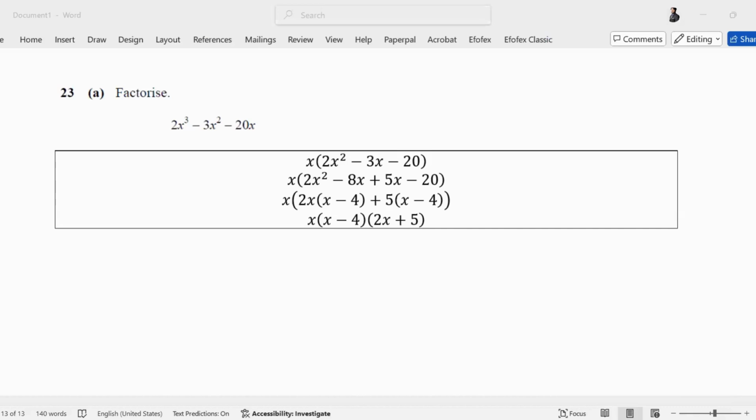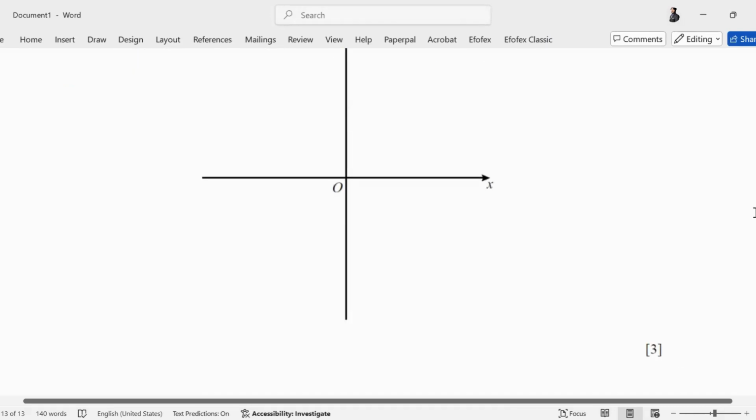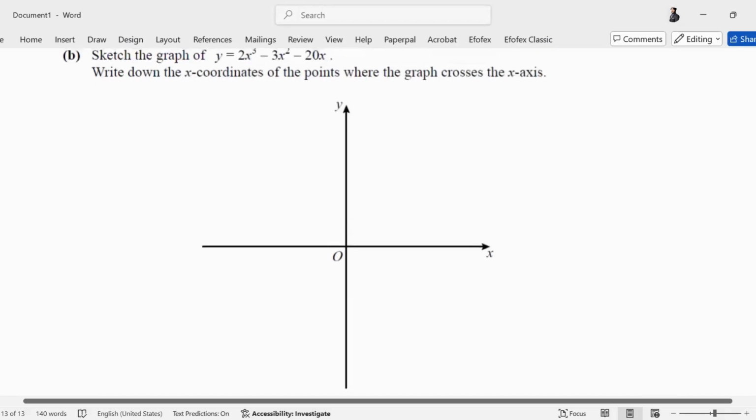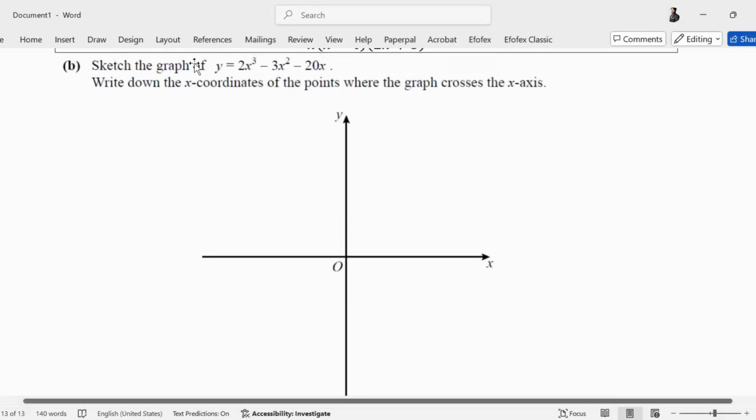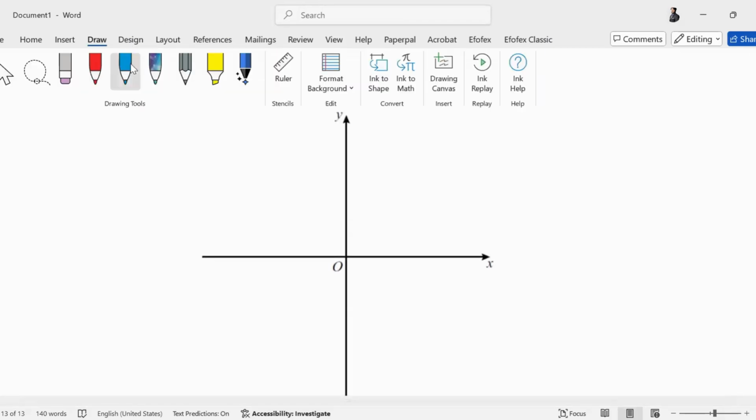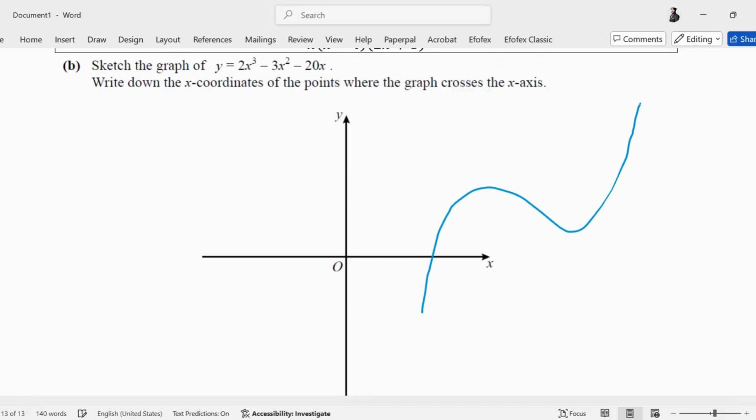Now I need to sketch the graph of this one. And the question tells me to write down the coordinates where it cuts the x-axis. So this is a general cubic graph. I'll just tell you how the shape is of a general positive cubic graph. Something like this. I'm not drawing it on the grid right now, but this is the general shape that I have.